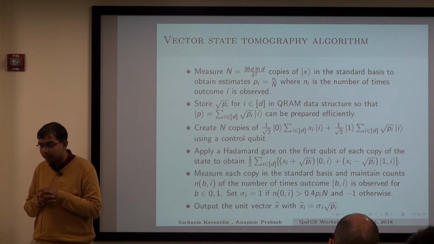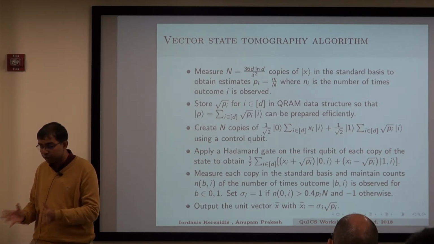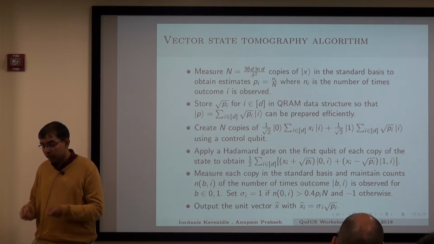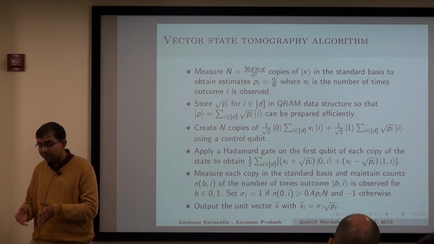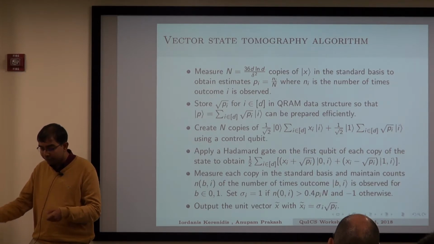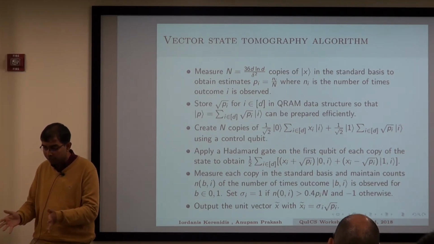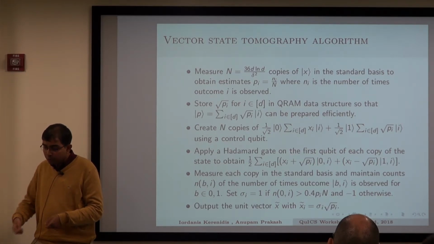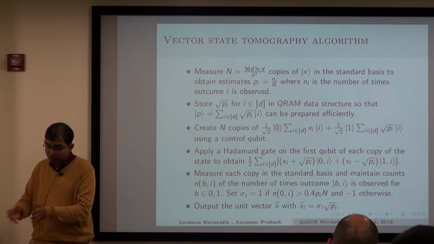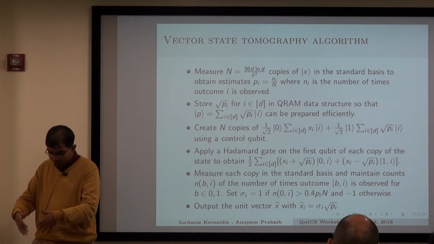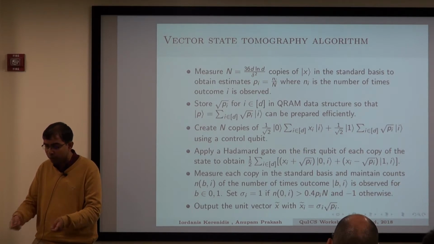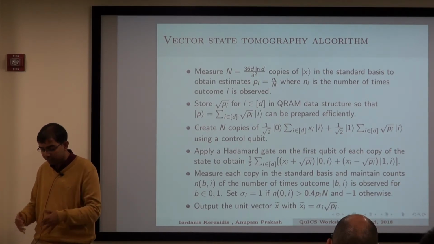So one takes n, which is 36 d log d over delta squared, copies of x and measures them in the standard basis. So we obtain estimates p_i, which is the frequency of outcome i, and we store these things. So p_i is n_i over n. The problem is that these p_i's are the squared amplitudes, and what we really need to estimate is square root p_i, which should be x_i. Like p_i is x_i squared.